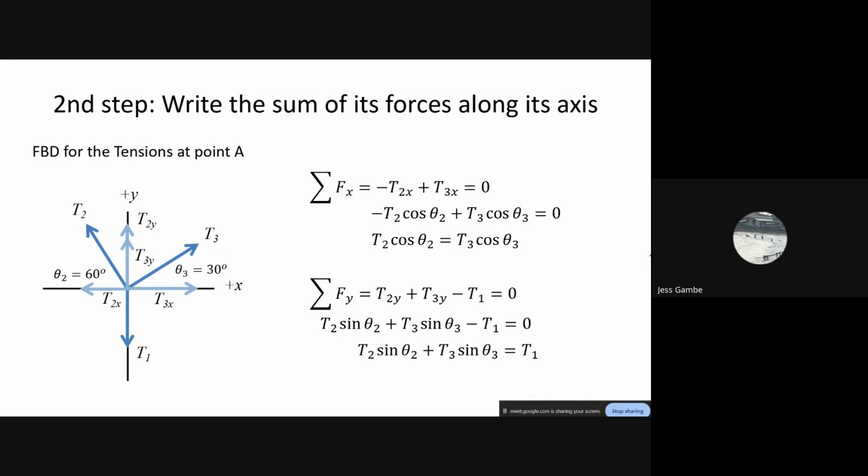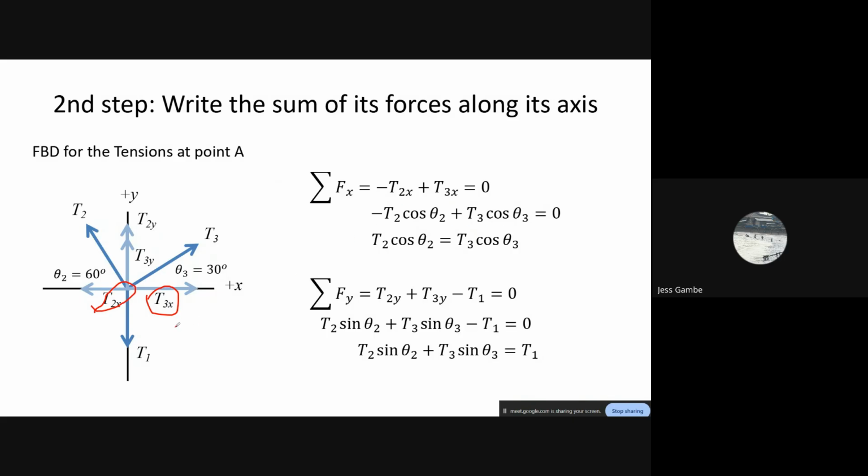Okay, guys. Sorry, I'm back. Yeah. So we look at T2 and T3. If you look at the forces, the sum of forces along X, you have negative T2x, going to the left, then positive T3x going to the right.